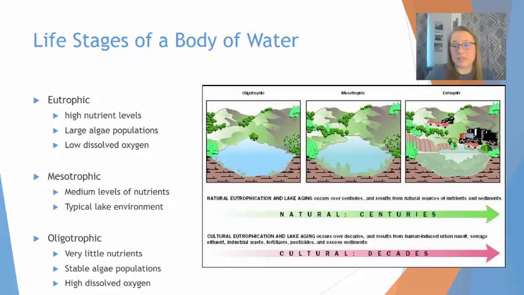Now, normally, when eutrophication happens over natural processes, it takes a very long time, and we're looking at the scale of centuries to go from an oligotrophic to a eutrophic body of water. Now, when humans get involved and add in extra nutrients, we call that cultural eutrophication, and that can progress a lake from oligotrophic to eutrophic much faster, and in this case, it would be on the scale of decades.